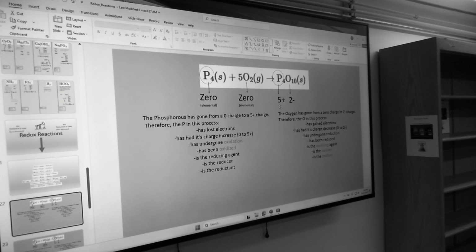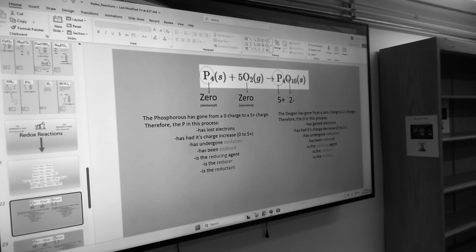Did you follow me? I'm trying to avoid writing on the board because of the camera. But here's the idea. If phosphorus is 0 here, and it goes from 0, it reacts, and it goes to a plus 5. Well, let me do oxygen first. Oxygen starts at 0. It goes through the reaction, and when it finishes the reaction, it's at -2. If it has gone from 0 down to -2, it has been reduced. Its charge has been reduced.